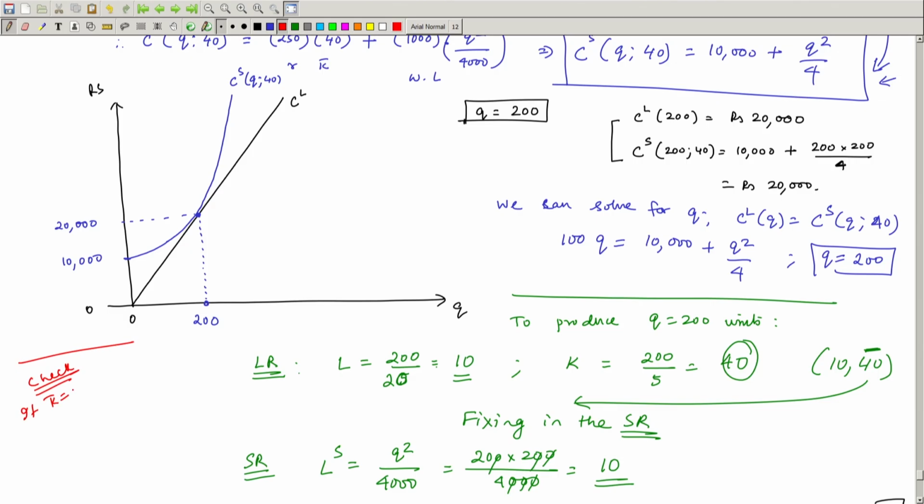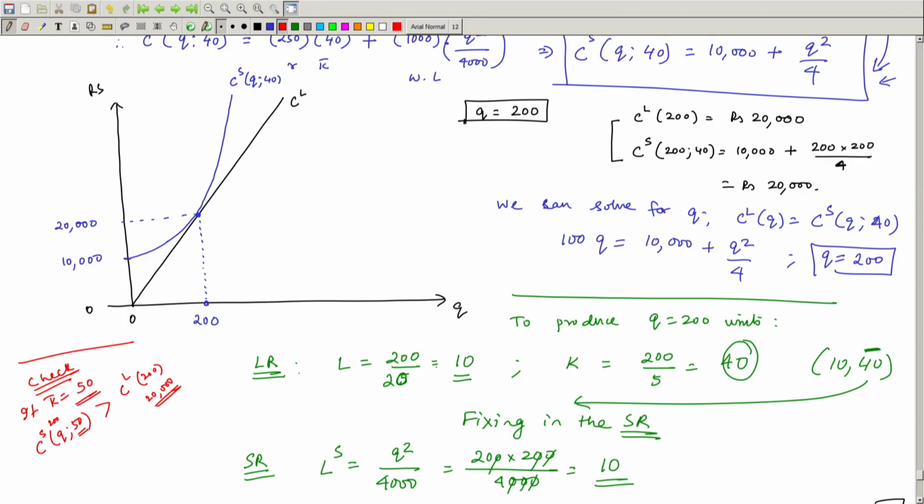If k bar was 50, the short run cost of producing 200 units, let us say, with 50 units of capital, and the long run cost of producing 200 units will not be the same, because in the long run the cost is 20,000 rupees, as we have identified. But you can identify what the cost in the short run is going to be when you have 50 units of capital.